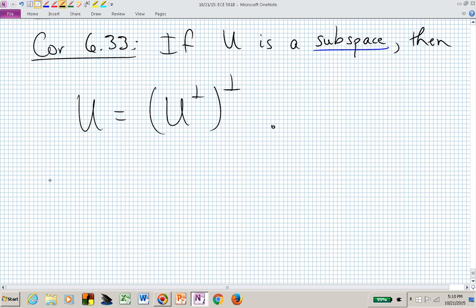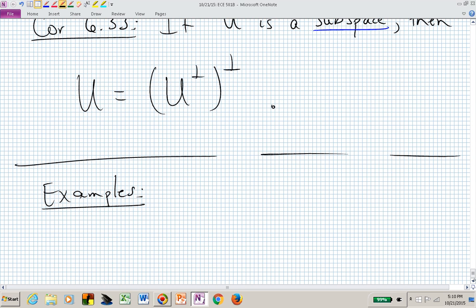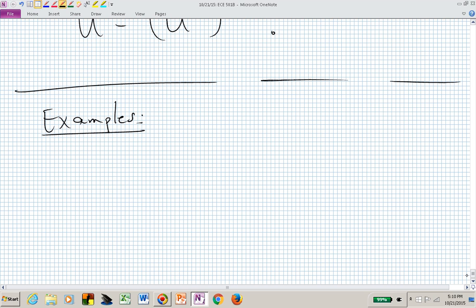Let's look at some examples of these results before we start trying to have our heads spin too much. Suppose now that we say that our vector space is two-dimensional. Now you just have to think about the desktop in front of you. Have this two-dimensional real space. And now let's let this U be the x-axis.